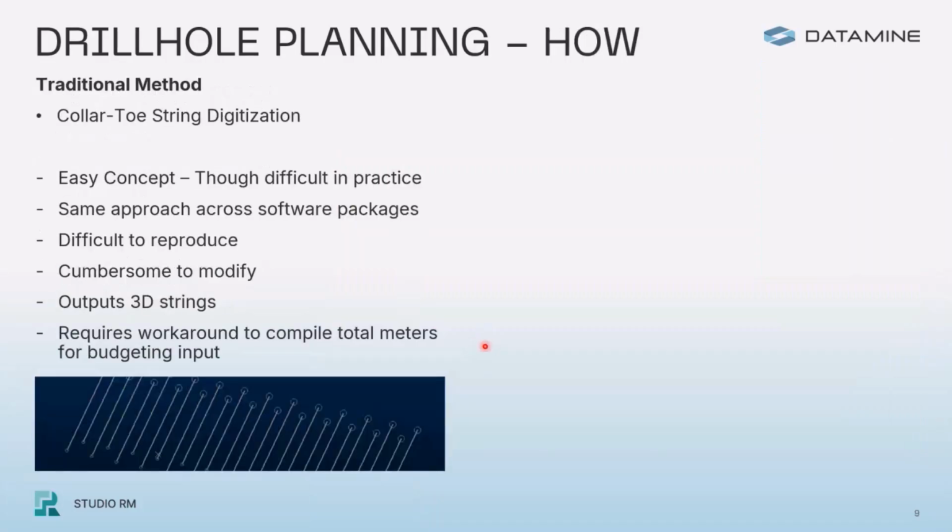So how do we plan drill holes? Traditionally we use this collar to toe string digitization method, where you have a collar point and then you digitize a 2D or 3D string from the collar to the toe. It's a very easy concept. It's generally the same approach throughout different software packages, but there's a reason why only generally quite experienced people do this.